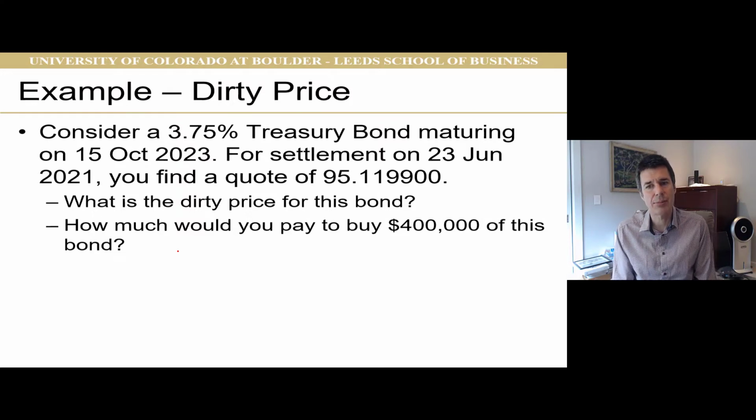Okay, so let's do another example and find the dirty price for a bond and how much we would pay to buy $400,000 of principal for a bond. So this is a 3.75% coupon treasury bond maturing on the 15th of October 2023.